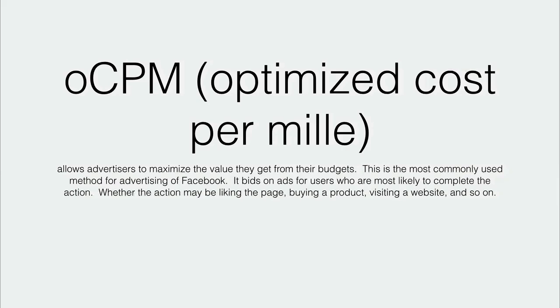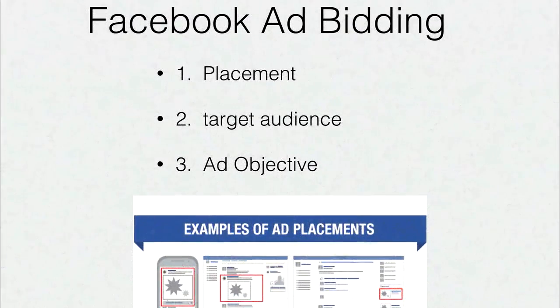It's the most commonly used method for advertising on Facebook, and it bids on ads for users who are most likely to complete the action, just as we discussed earlier, whether the action might be liking the page, buying the product, visiting your website, and so forth. So that's pretty much the different kinds of advertisements. Hope you enjoyed this one.